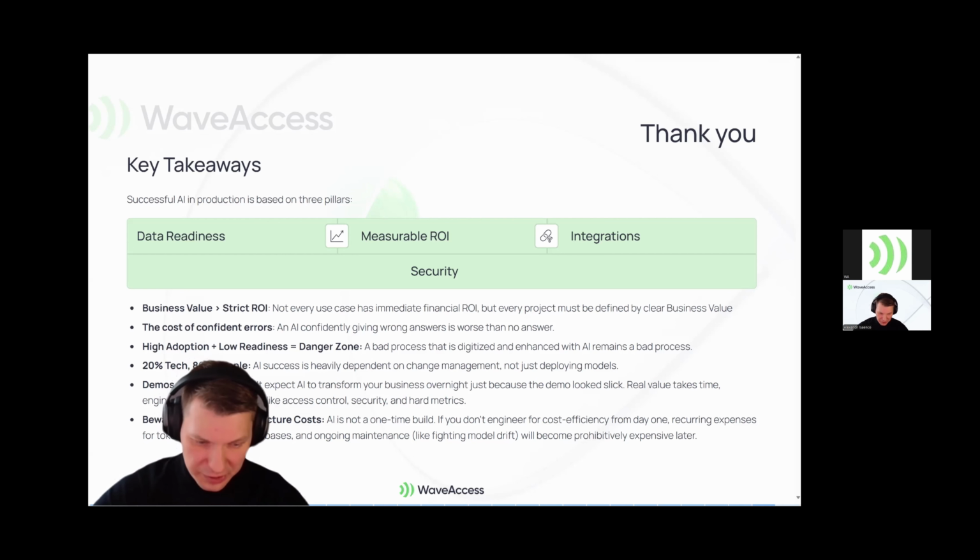The cost of confident errors. Large language models can hallucinate, and they hallucinate a lot. How to work with those hallucinations, how to build the proper process, how to cover edge cases, how not to give wrong answers. It's another topic you need to think about while designing this architecture and implementing artificial intelligence. High adoption, low readiness is the danger zone. So bad process, bad data, bad integrations, and not understanding use cases can lead to the high cost of errors, and could lead to the danger zone.